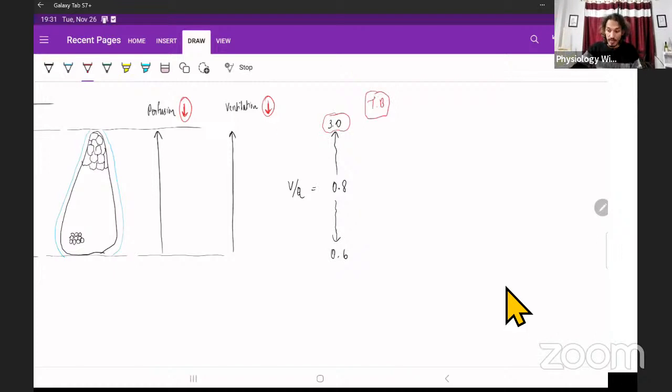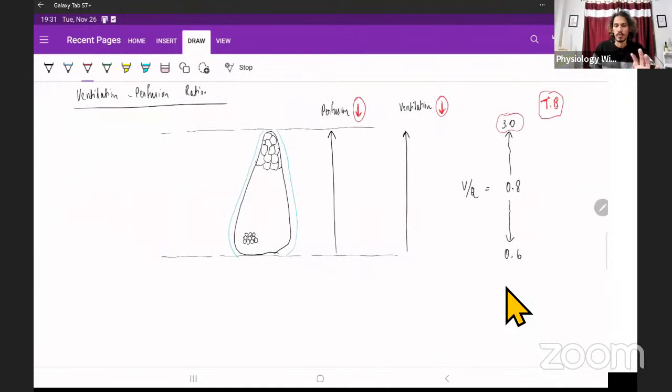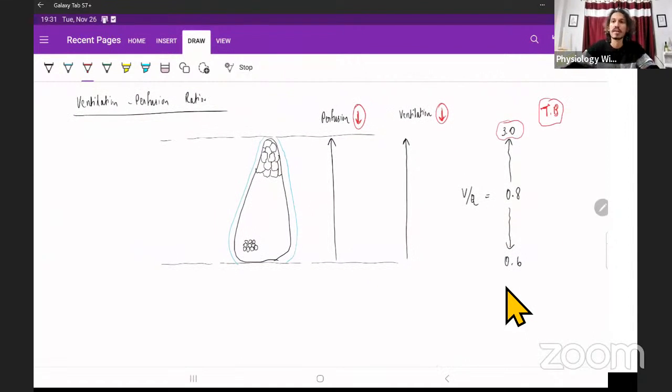Why? There is higher probability of diseases like this to exist in the apical part of the lungs because ventilation is very good comparatively, and the perfusion fall is much more. Okay, so these are some things that I want you to understand. Okay, so understanding this, we'll just look at a few questions.